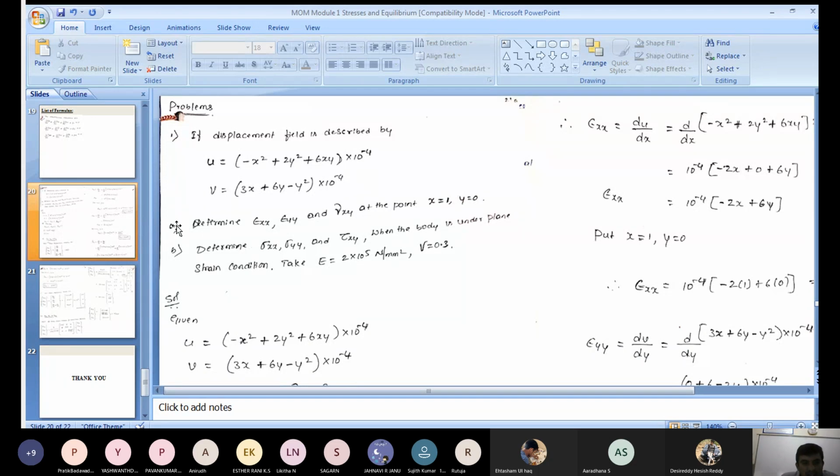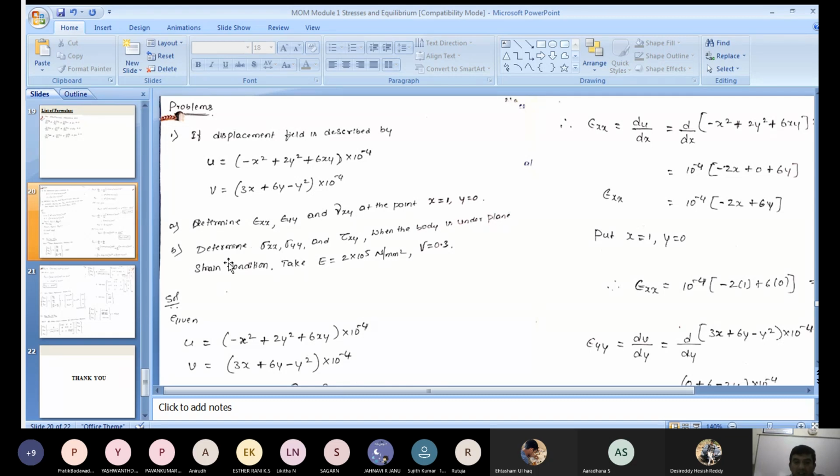After this, first bit A: determine epsilon xx, epsilon yy and gamma xy at a point x is equal to 1 and y is equal to 0. Some coordinates are given, that's why we go for determining stress or strain at a point. Here, first we want to determine strain at a point, that is epsilon xx, epsilon yy and gamma xy at the point x is equal to 1, y is equal to 0. That's the first unknown. Second unknown, determine sigma xx, sigma yy, tau xy, again two-dimensional stress components.